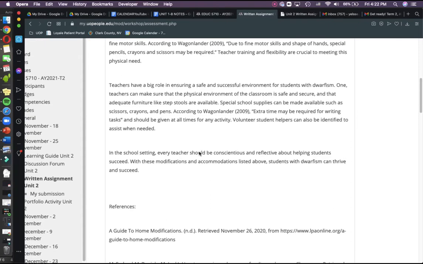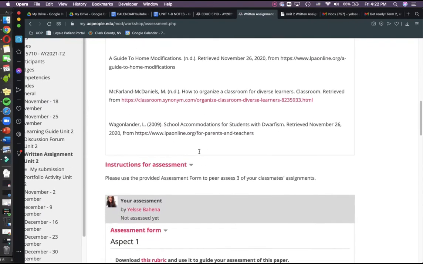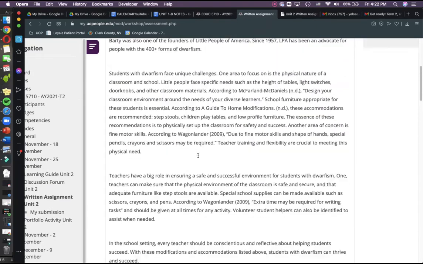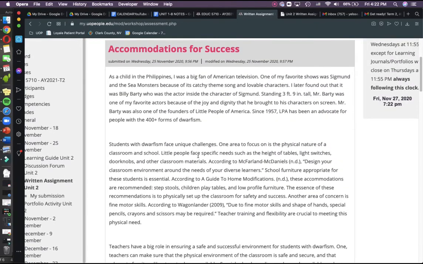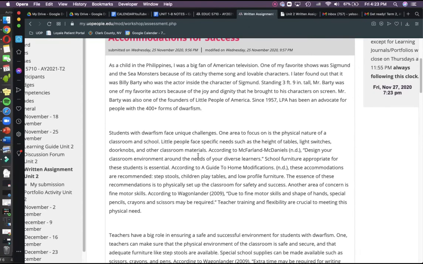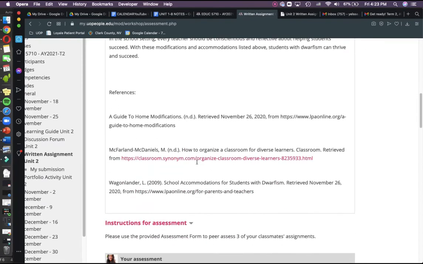Also, I didn't mention, but their introduction was pretty interesting. It's more of a personal experience of him or her in the Philippines. And so they created a personal connection with dwarfism, but they definitely mention the different challenges that dwarfism has. So the student understands what's happening, the problems that come with dwarfism, and how the role of a teacher changes.